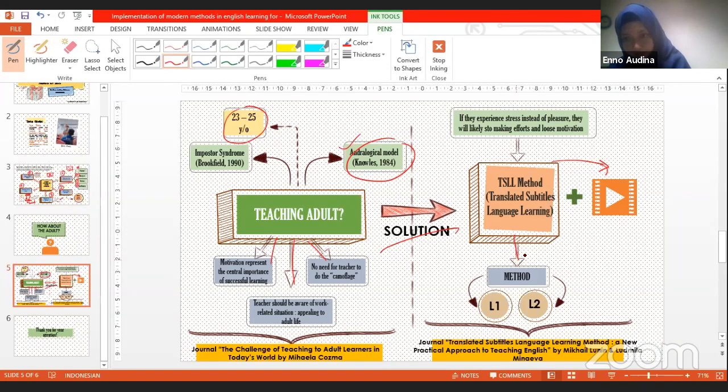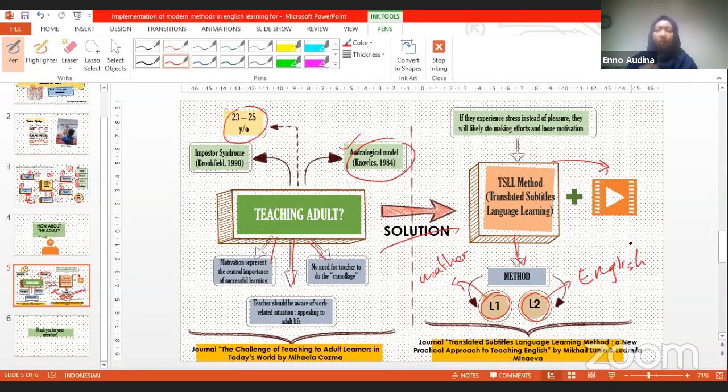The method works by having an L1. An L1 is called the mother language. So the mother language L1 is subtitles made from the audience's or student's mother language. Like maybe if you have a student from Russia, the L1 should be subtitled in the Russian language. And the second one is L2. L2 is an English subtitle.